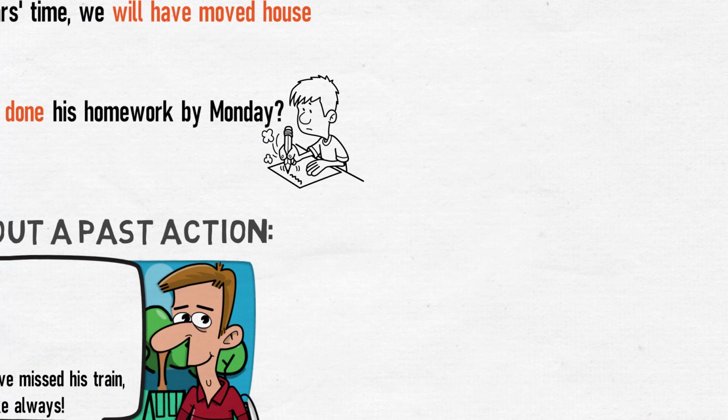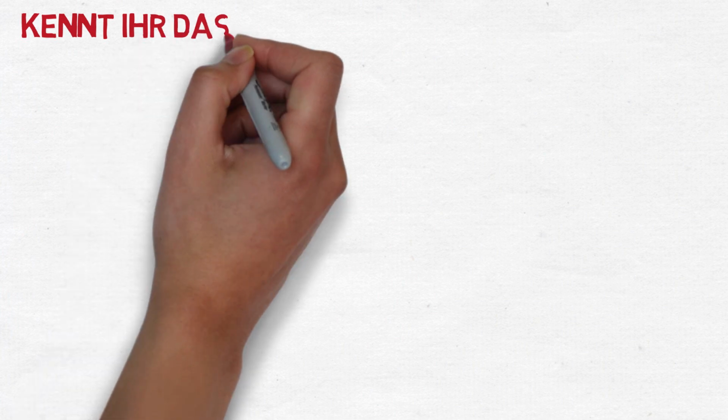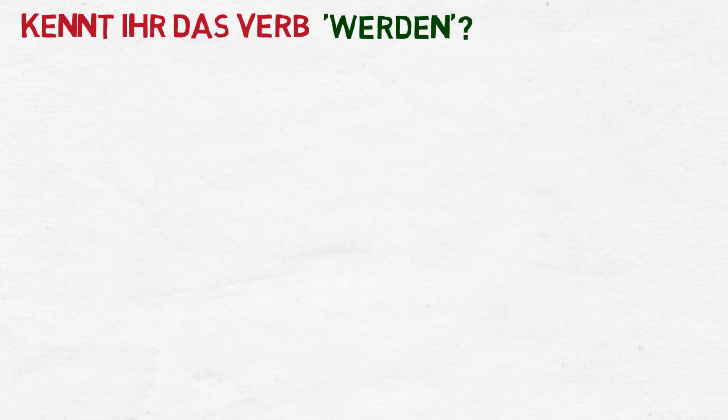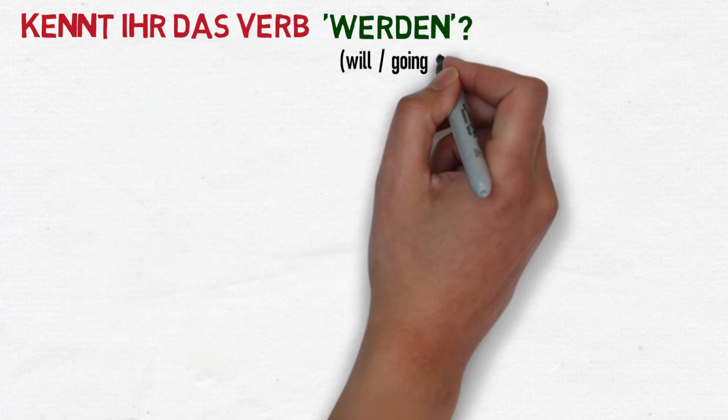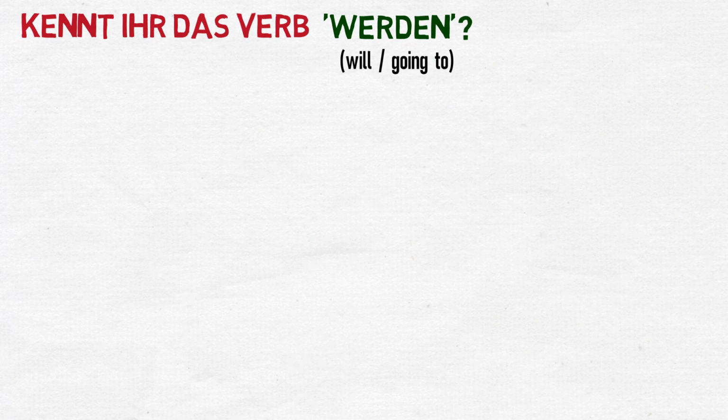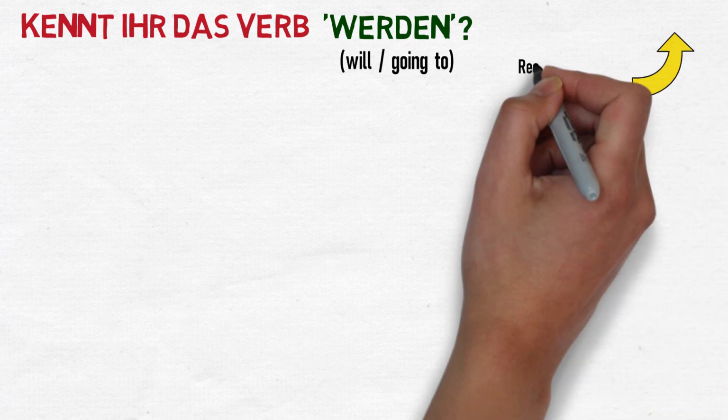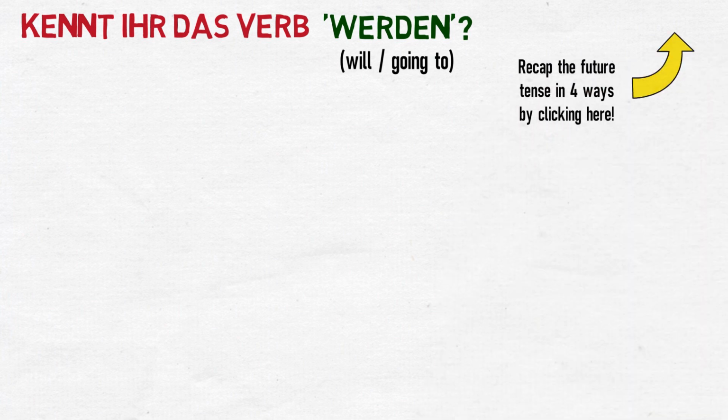In order to produce this tense in German, it's important that you remember the forms of werden, the auxiliary verb we use to mean will or going to. If you need a full recap on how to form the future tense in 4 different ways in German, you can go back and watch my video on this by clicking the banner now.